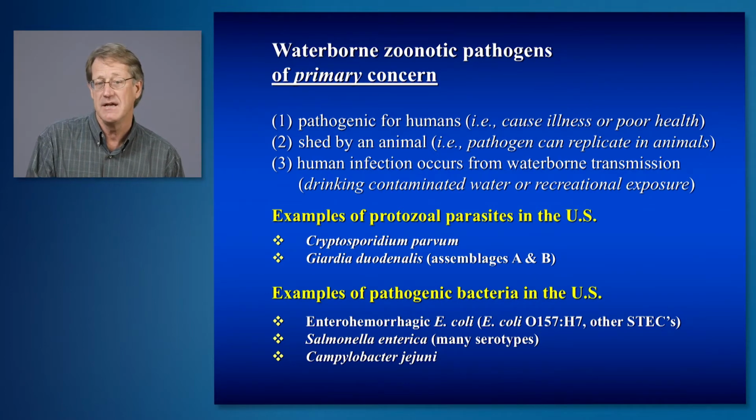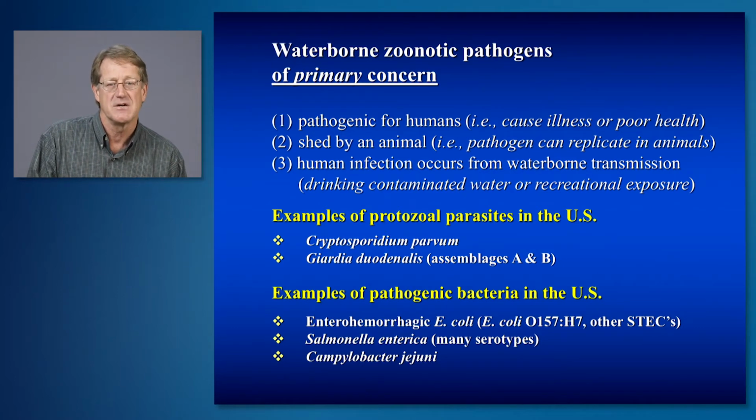We could probably agree the classic examples of waterborne pathogens here in the US would be the protozoal parasites Cryptosporidium parvum and Giardia. And typical pathogenic bacteria that we might be concerned about would be the enterohemorrhagic bacteria, commonly known as E. coli O157 and other STECs. Other bacteria we'd be concerned about would be Salmonella and Campylobacter. So we can argue about which ones are most common, which ones are most important, but probably these top 5 are the ones we really need to address here in California and across the United States.